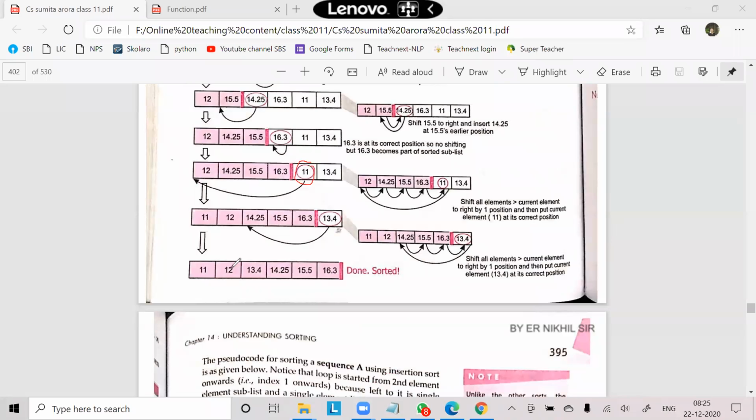ये डायरेक्ट बता दिया 11 यहाँ आ जाएगा, पर कैसे आ रहा है? In between there are many steps taking place. इन दोनों के बीच में, please pay attention, बहुत सारे steps हो रहे हैं. क्या step हो रहा है? 11 का कंपेयर होगा नेबर के साथ. Yes, it is smaller, so पहली बार वो यहाँ शिफ्ट होगा.